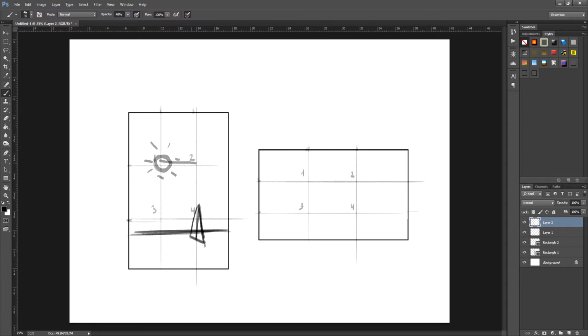As you can see in this illustration, the eye travels first to the sun and then it goes to the boat. This will be the direction and path we'd use in the illustration.